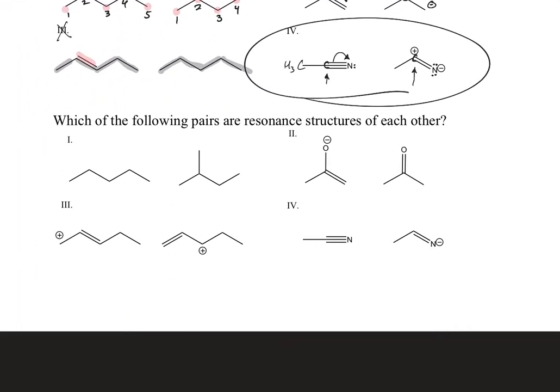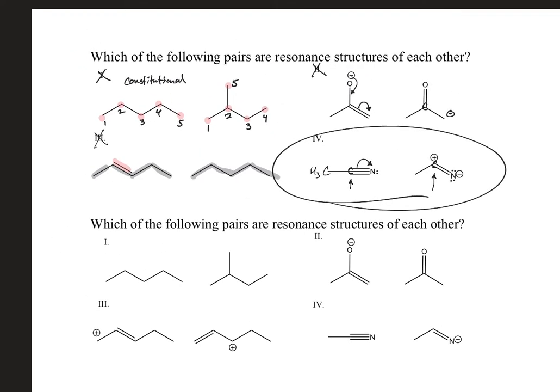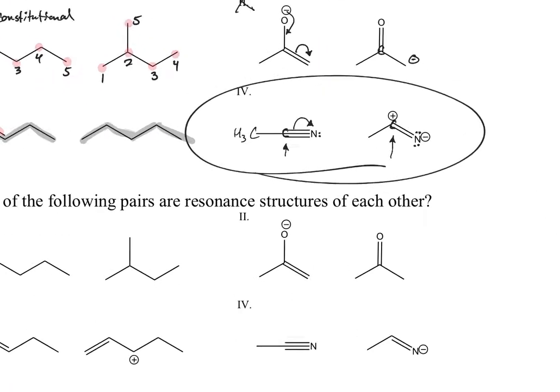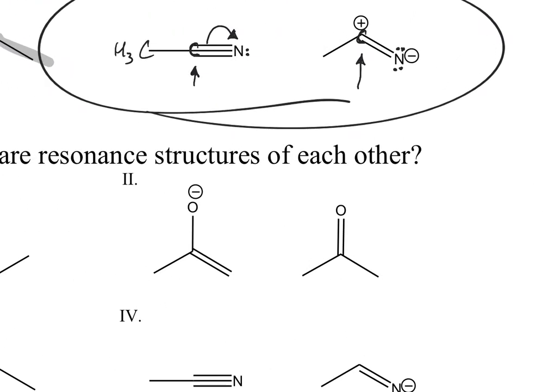In the bottom question, which of the following pairs are resonance structures of each other? All right, now again in the first two, we already did that. That's the same as above, so we don't have to worry there. Same with this. We have the negative and the neutral, so those are not.